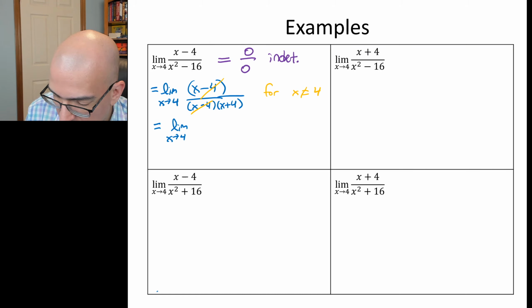Okay, next one, go top right. Let's plug in 4. We get 4 plus 4 over 16 minus 16. We get 8 over 0. This is not indeterminate.